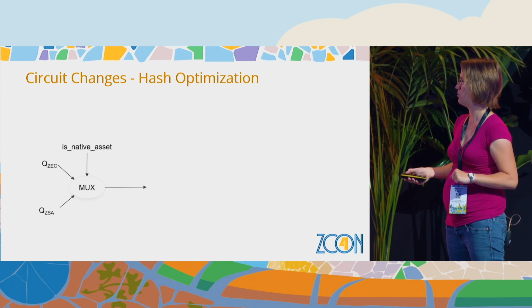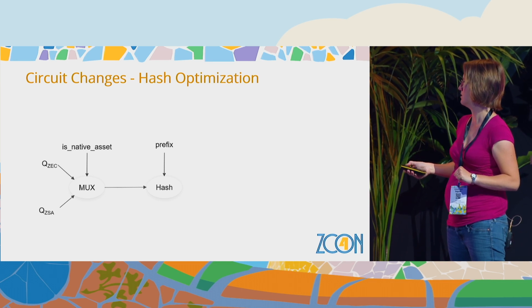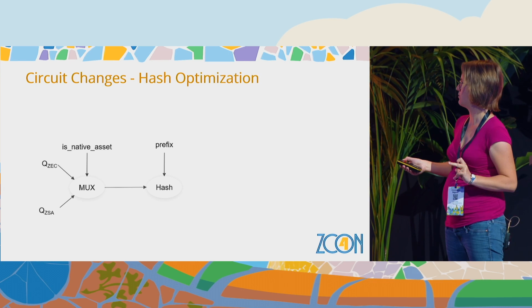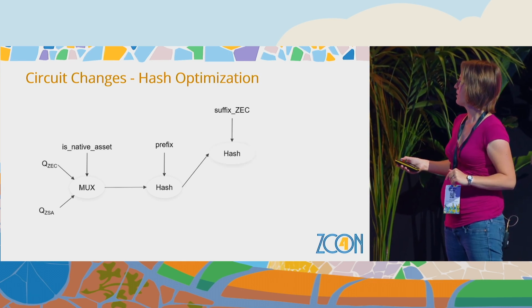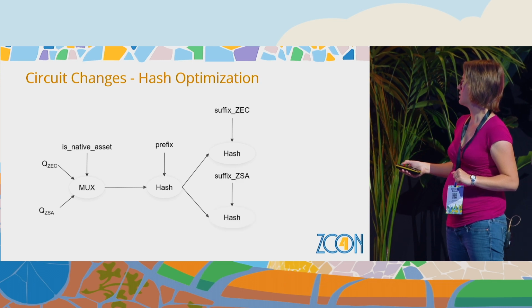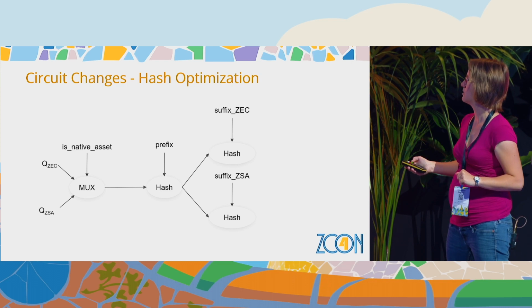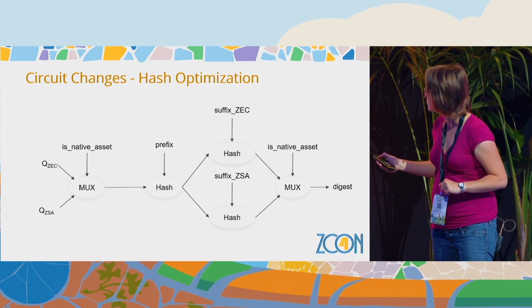So if we would like to represent this optimization in a circuit, we have firstly to select the desired initial point with the multiplexer gate. And then we have to evaluate the hash from this selected initial point on the input prefix, which is the common blocks between ZEC and ZSA. Then we have to evaluate the hash from this point on the suffix ZEC, and the hash from this point on the suffix ZSA. We will obtain two digests. And finally, we will use a multiplexer to select the desired digest to obtain the correct output.